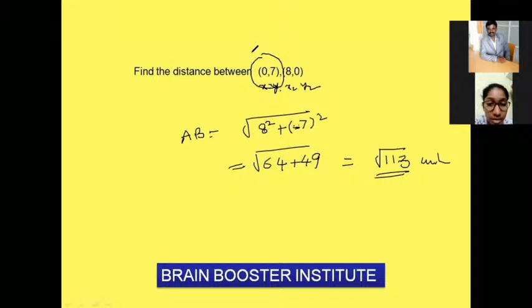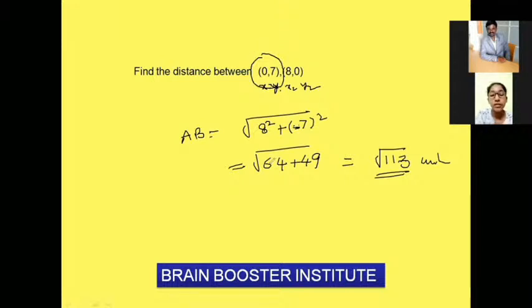0 is not x-axis. You have to say x coordinate, x component, okay? Yes, sir. Means as the x coordinate is 0, the point 0 comma 7 lies on the y-axis. Is it or not? Yes, sir. And 8 comma 0 lies on the x-axis.